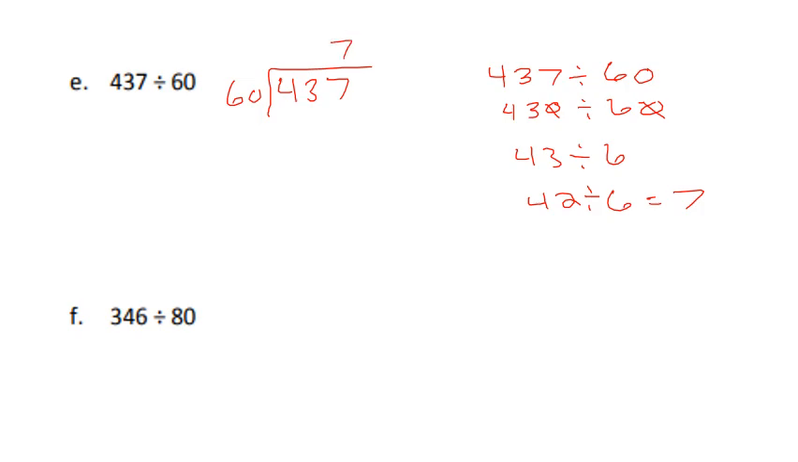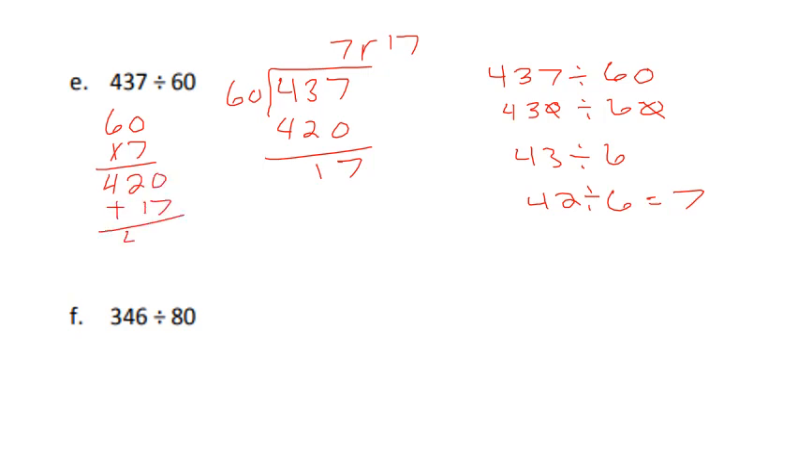So my estimation being 7 times 60 is going to be 420, and I have a remainder of 17. I can see my remainder is smaller than my divisor, so I'm done. So it's 7 remainder 17. To check this, I'm going to take 60 times 7, which equals 420, and add in my remainder of 17, and I have 437, what we started with.